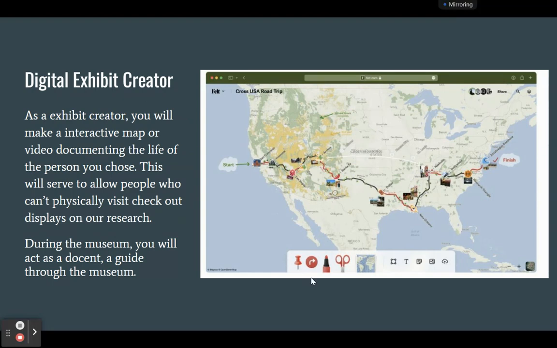Final option is the digital exhibit creator. As a digital exhibit creator, on the day of the museum, you will also be a docent guiding people through the museum. But before that, you will make a digital exhibit that people can access via QR code. It'll be two things, a map or a video. So the map will take 10 major places that they lived or did something in and explain how those locations and the journey over their life is shown on the map.